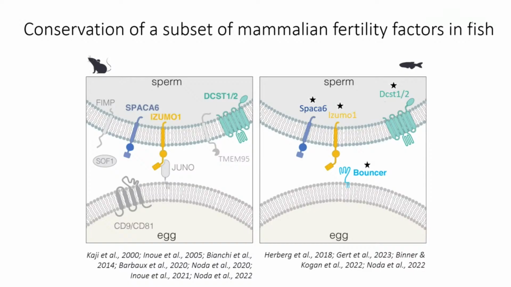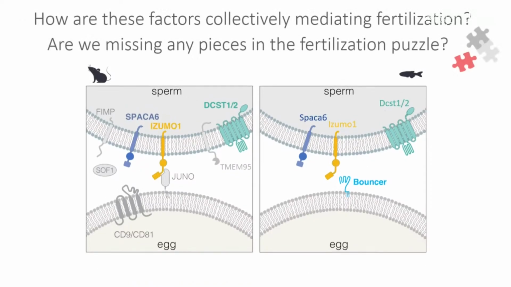That turned out to be not the case. We tried to express Izumo from Medaka, SPACA6 from Medaka, on the zebrafish egg. This didn't have the same effect that switching Bouncer has. So it wasn't as simple as just swapping the receptors here. So what do we make out of this?